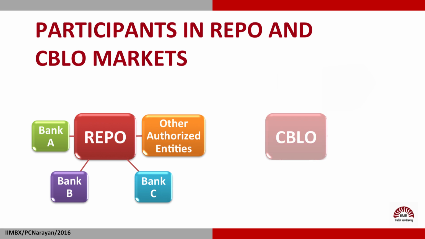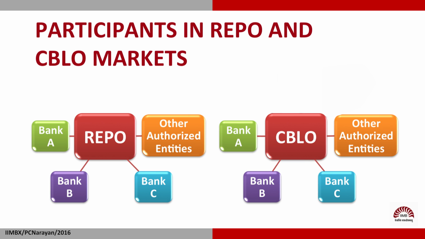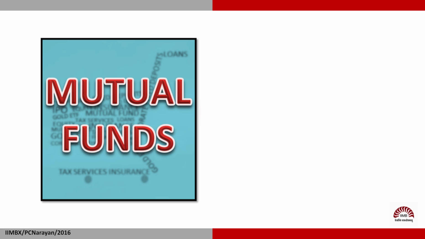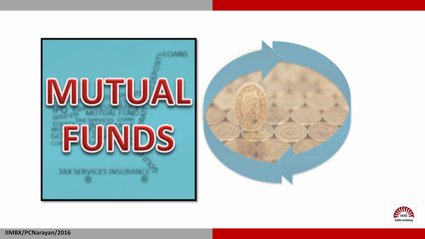As you can see, the CBLO market, apart from eliminating most of the shortcomings in the repo market, very effectively expands the base of participants by allowing several other entities such as mutual funds to become lenders only in the CBLO market. Remember, mutual funds and such entities are usually cash rich on a rolling basis given the very asynchronous nature of the inflow of funds to the mutual fund from customers vis-a-vis the timing of their investments.